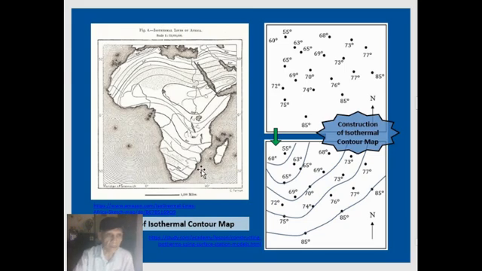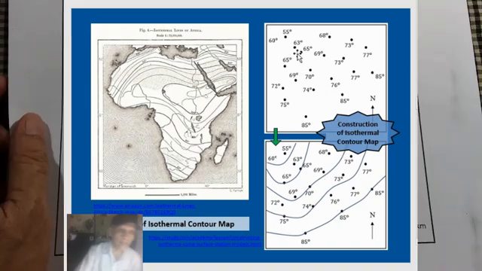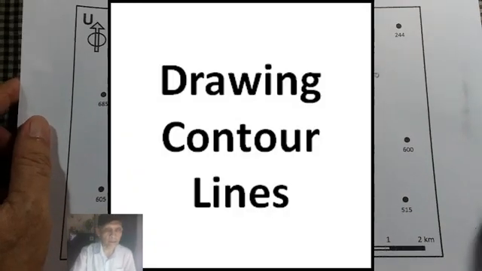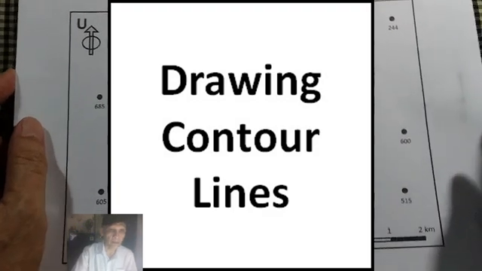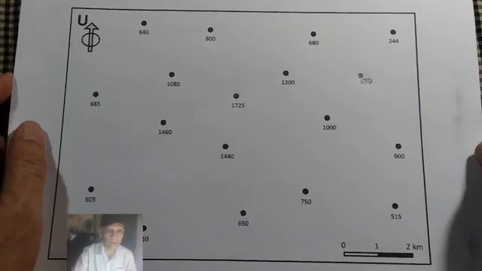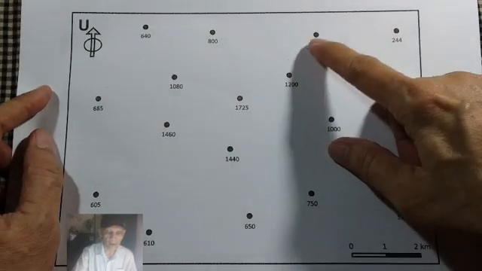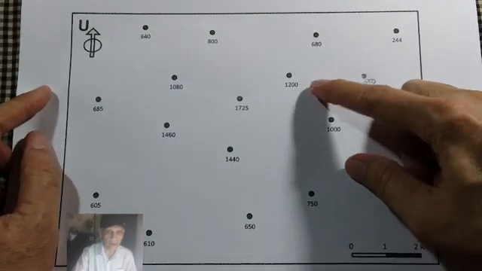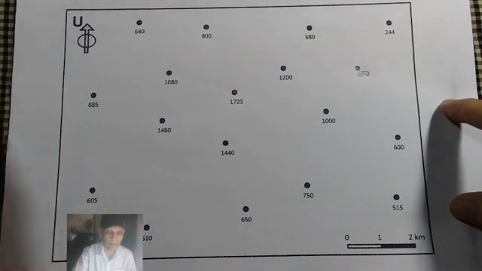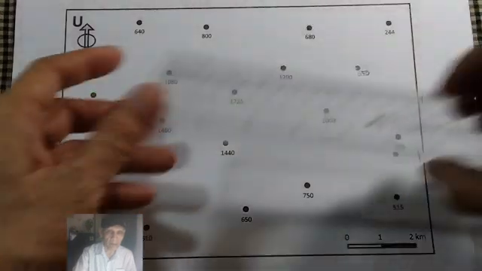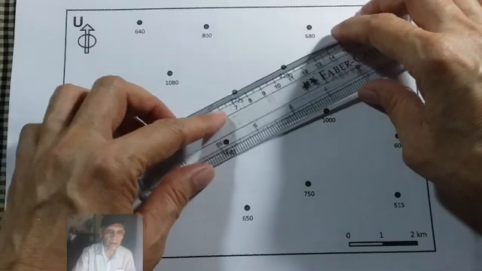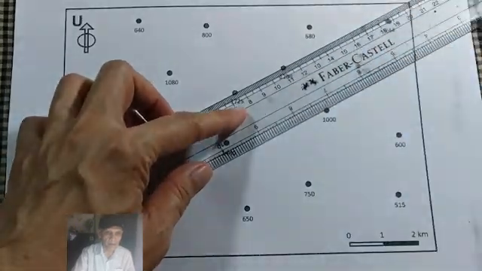And this is an example of an isothermal contour map. Now let us learn how to draw contour lines and maps. Suppose you have a map like this with a value for each point. First of all, we have to connect those points with straight lines, using a straight ruler.